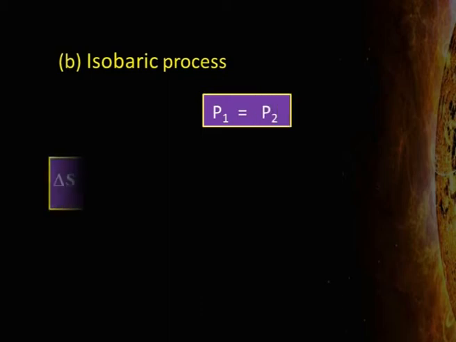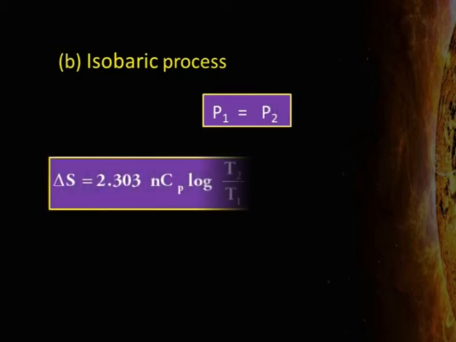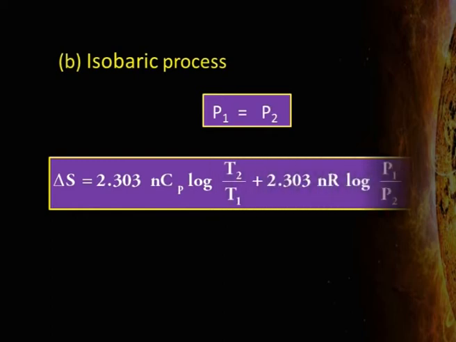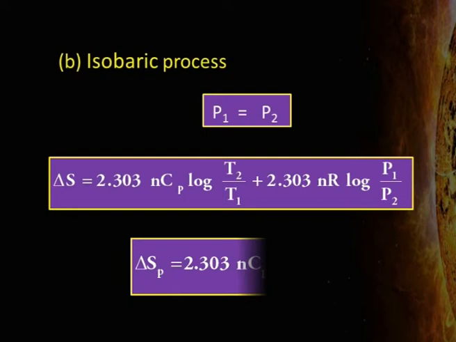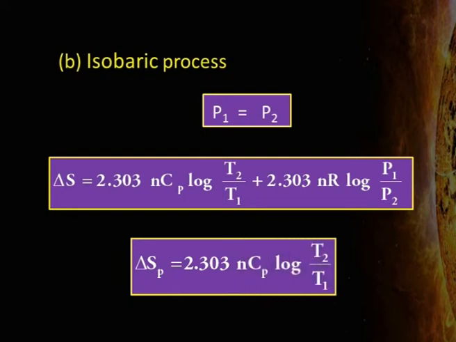In second case, we are taking the example of isobaric process. We can calculate the entropy change of ideal gas in isobaric process also. In isobaric process, P1 is equal to P2. Therefore, the relationship delta S equal to 2.303 n Cp log of T2 divided by T1 plus 2.303 nR log of P1 divided by P2 reduces to delta S at constant pressure equal to 2.303 n Cp log of T2 divided by T1.